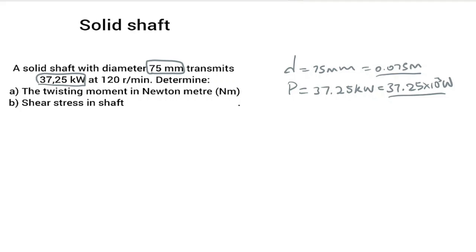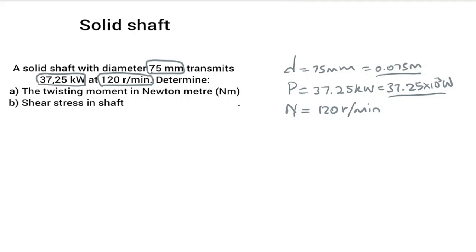Then we've got the rotational speed here. N is equal to 120 revolutions per minute. We're not going to convert this one. We'll convert it straight in the formula.